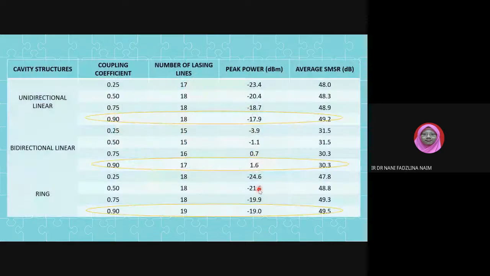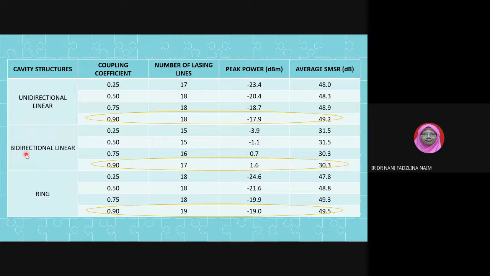This is the summary of all the results. We have three structures: unidirectional, bidirectional, and ring cavity structure. For unidirectional, we have the highest number of lasing lines of 18, with peak power of negative 17.9 dBm and average SMSR of 49.2 dB.